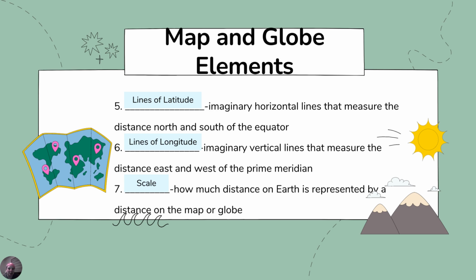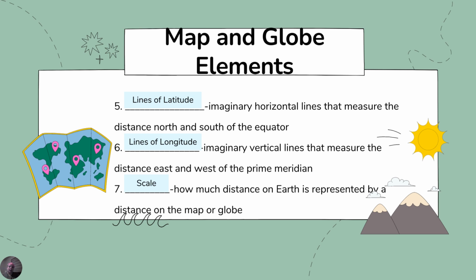Looking at these next few terms, this top one, number 5, is lines of latitude. Latitude lines are horizontal. They stretch across the map horizontally, and they measure north and south of the equator. The opposites, or kind of the other side, are long lines of longitude. These are long lines that run vertically, and they measure the distance east and west of the prime meridian. So the equator and prime meridian are two terms that we are going to be looking at more a little bit later in this video.